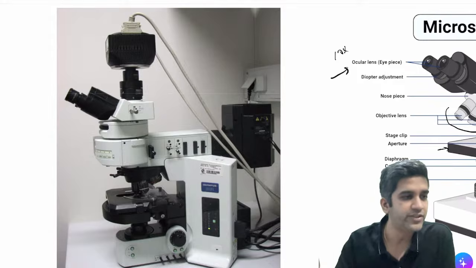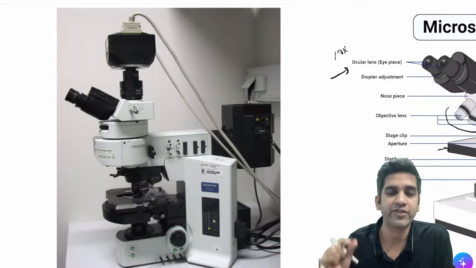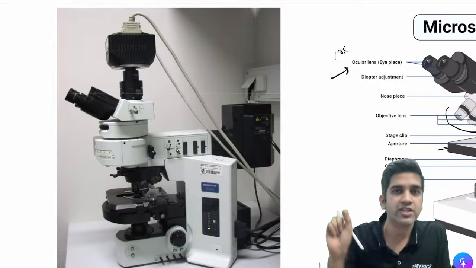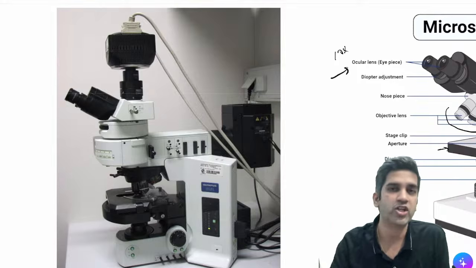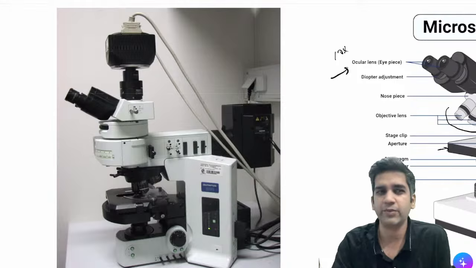Do you see any difference? First, you guys tell me if there's any difference, and I'll tell you one exact important difference by which you can easily differentiate that this is fluorescent microscopy, not light microscopy. Can anyone tell me what the difference is? Anything which comes to your mind?